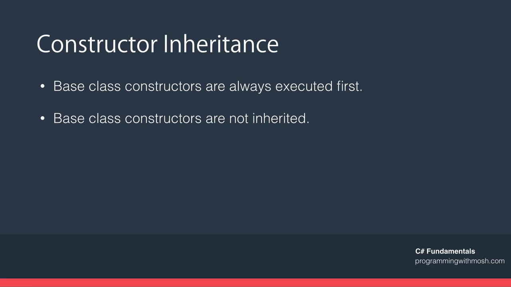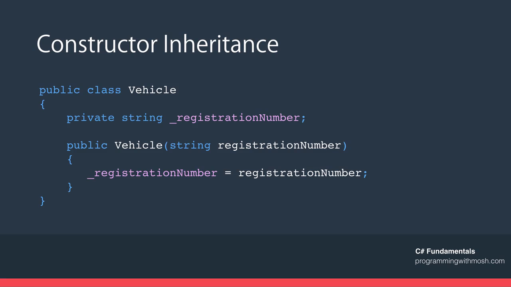So in a derived class, you need to redefine your constructors. It's easier to explain these with an example. So here we have a vehicle class with a private field called registration number. The vehicle class has a constructor that takes a parameter of type string called registration number. And we use this argument to initialize the private field here.